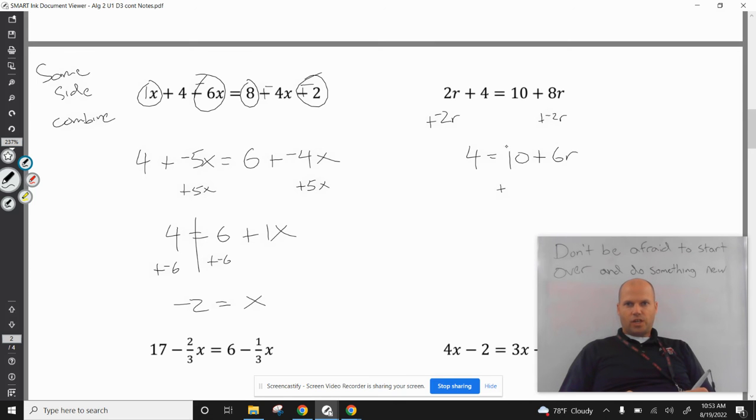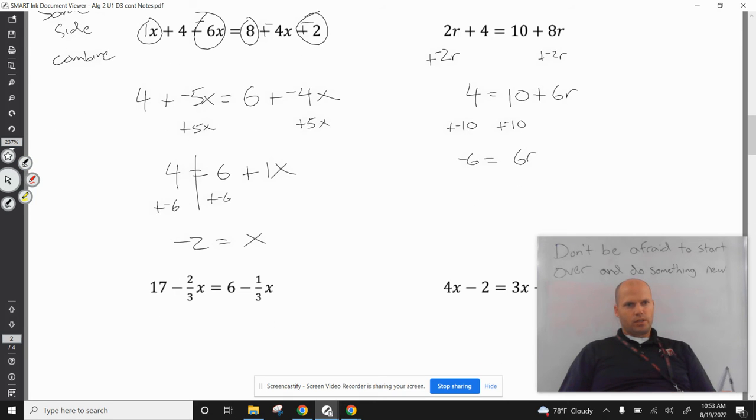Now, which side? We're over here. R. Multiply by 6, added 10. Undo it. Get rid of the 10. Don't worry about that 4. That 4 is not bothering anybody. Get rid of the 6. Undo it. Divide.